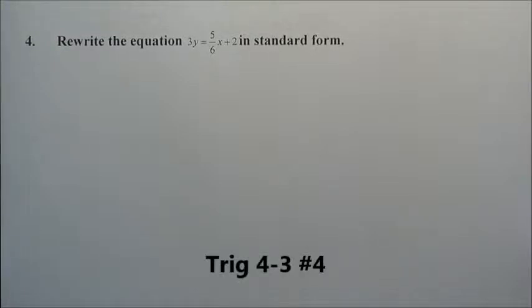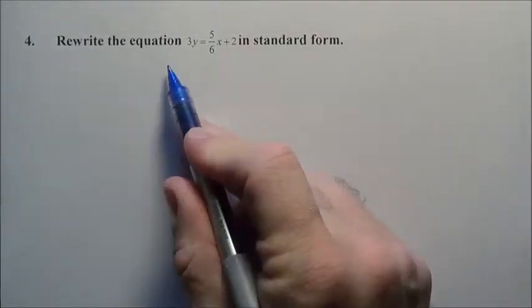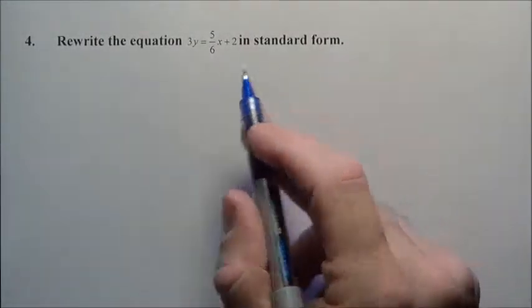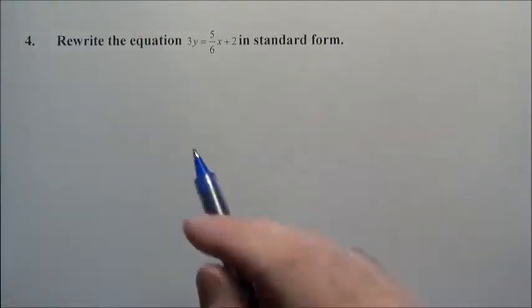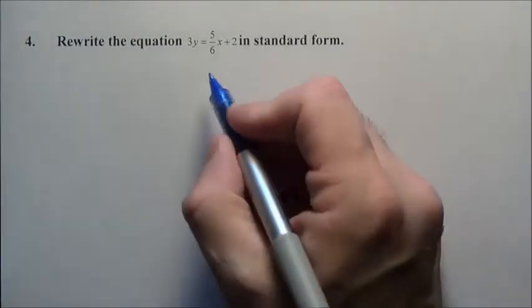Problem 4, it says rewrite the equation 3y equals 5/6x plus 2 in standard form. That just means I've got to get all my x's and y's on the left and my number on the right, no fractions allowed, and the number in front of the x must be positive.